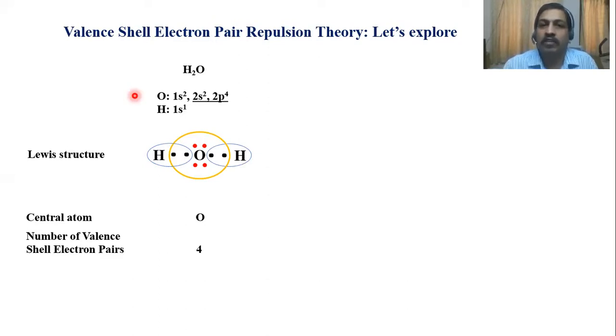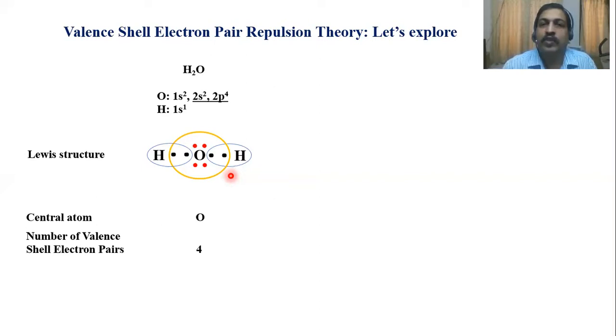According to octet rule, an atom may share its electron in order to attain 8 electrons in its outermost shell or the valence shell. In case of hydrogen, it is 2 electrons. So oxygen atom shares an electron with each hydrogen atom, and each hydrogen atom contributes an electron towards bonding with oxygen. So there are 8 electrons around oxygen atom and 2 electrons around each hydrogen atom. So this is the Lewis structure for water molecule.